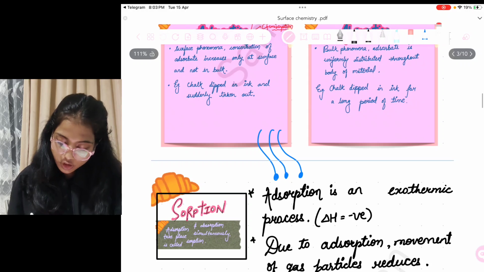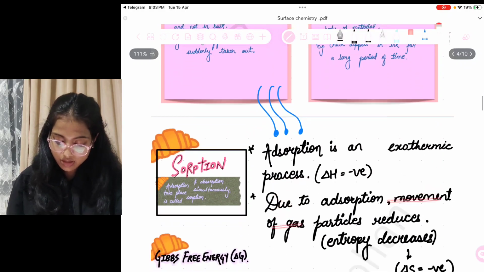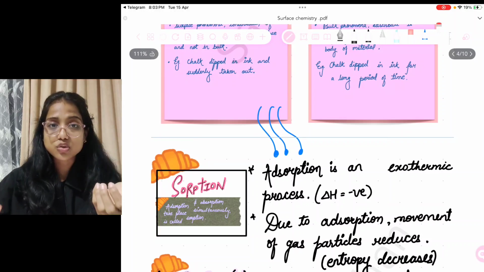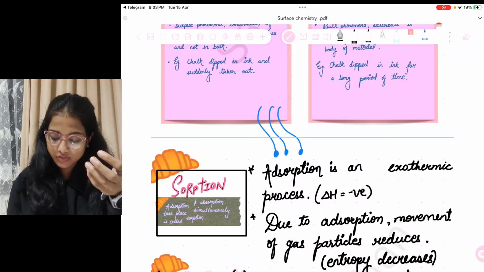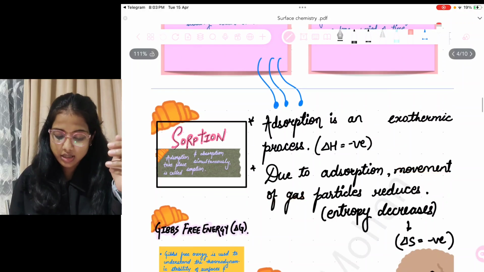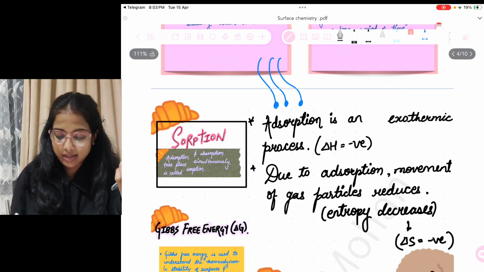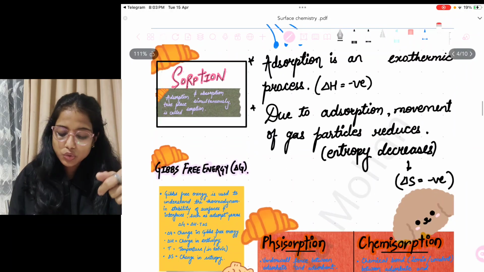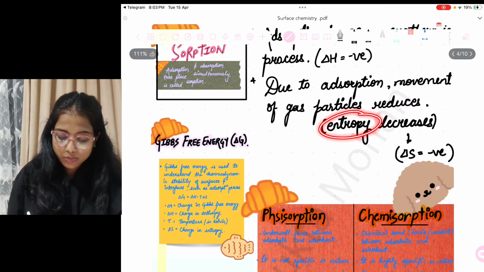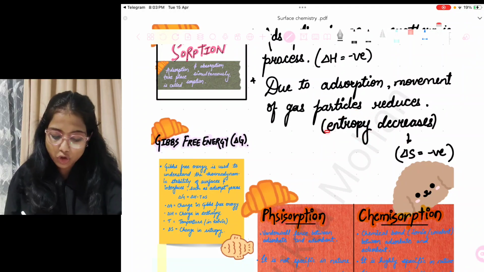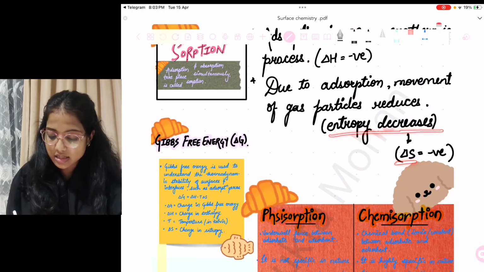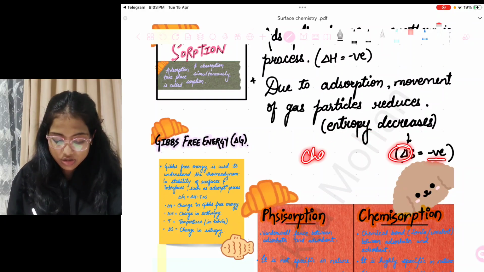Now adsorption is an exothermic process. Like whenever two things are combining, energy is released. So this energy will be known as exothermic energy, and the process will be an exothermic process. Here delta H, that is enthalpy, will be negative. Due to adsorption, the movement of gas particles reduces. Entropy is all about randomness, so entropy will decrease, that is delta S will be negative. Delta means change.